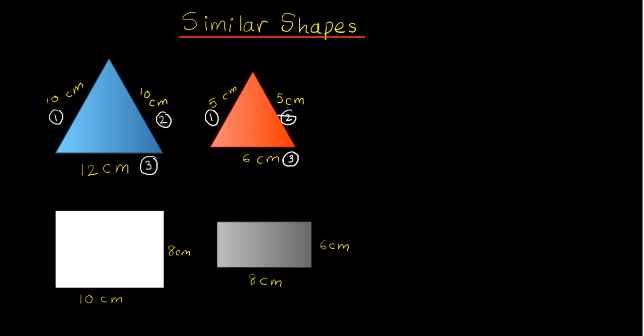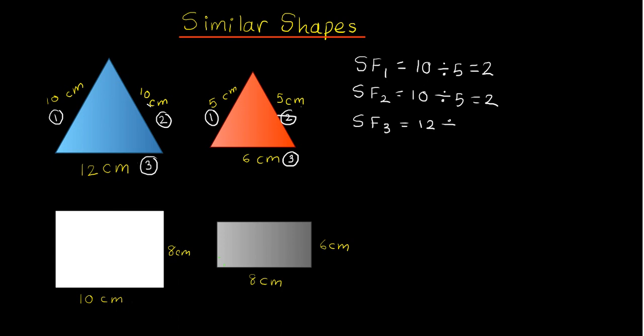In order to check if these two triangles are similar, I'm going to find the scale factor for each of the sides in both triangles, and the way I do that is I just divide the larger one by the smaller one. So 10 divided by 5, and that's my scale factor 2. The scale factor number 2, that's this 10 divided by 5 again, that's also 2. And scale factor 3 is going to be 12 divided by 6, that's going to be 2. Since all three scale factors are 2, I can say that the two triangles are similar.